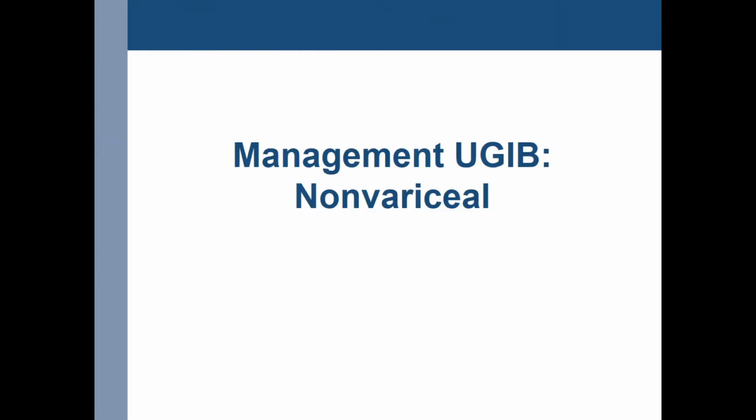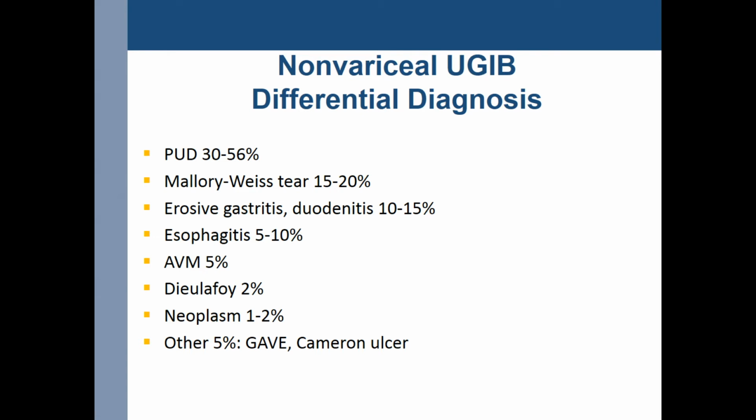So moving on to management for upper GI bleed in non-variceal bleeding. This is the range of differential diagnoses that you can encounter. Most commonly, of course, we encounter peptic ulcer disease followed by Mallory-Weiss tear, which classically presents in people who have been vomiting and then they start having some hematemesis, erosive gastritis, duodenitis, or esophagitis, and less commonly AVMs, Dieulafoy lesions, neoplasms, GAVE or gastric antral vascular ectasia, and Cameron ulcer.